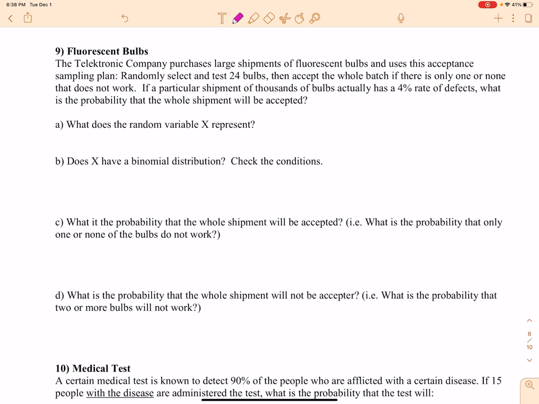Okay, AP Stat, we have our next example for fluorescent light bulbs. This company purchases a large shipment of the bulbs and they are going to accept shipments based on the following criteria. They are going to test 24 bulbs, selecting them randomly, and then they're going to accept the batch if there's only one or none of them that does not work. If a particular shipment of thousands of bulbs actually has 4% defects, what is the probability that it will be accepted anyway? So here's what we're going to look at.